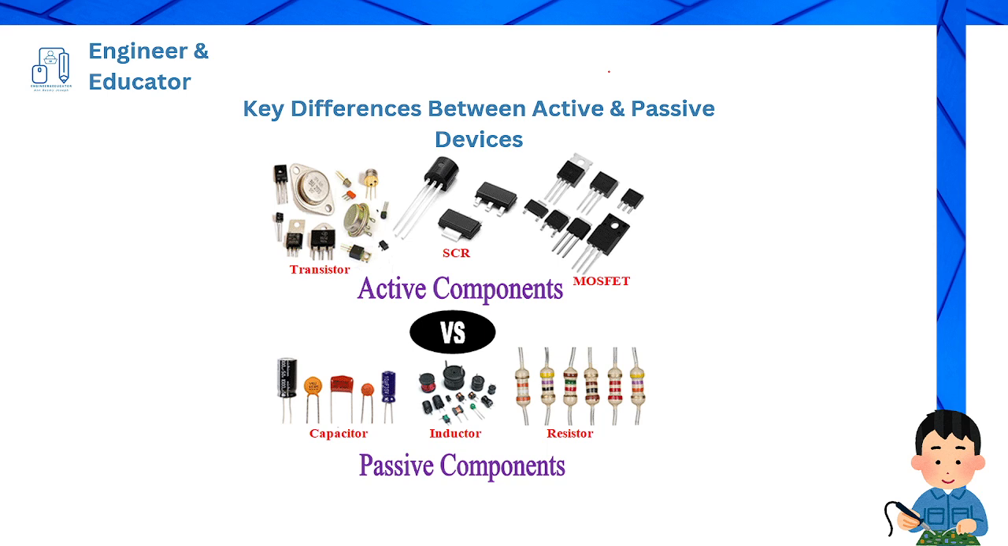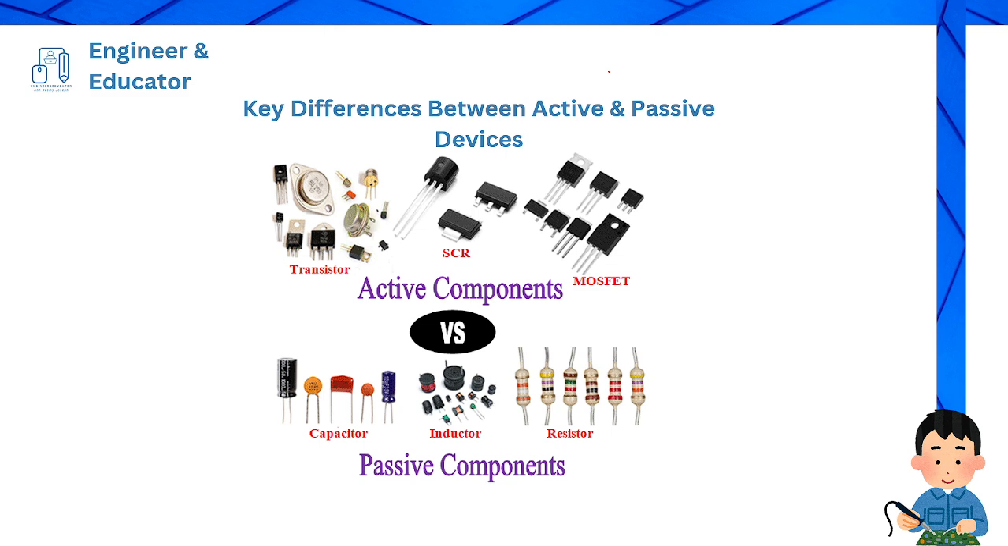Next is the key difference between active and passive devices. Now we came across many active devices. SCR is a silicon controlled rectifier. MOSFET means metal oxide semiconductor field effect transistor. Then we studied capacitors, inductors, and resistors, which are the passive components.